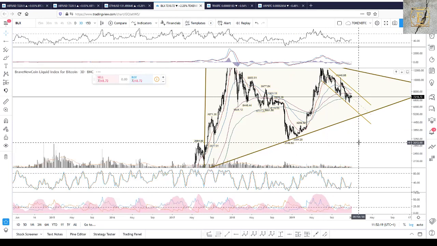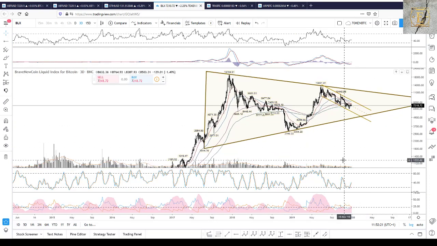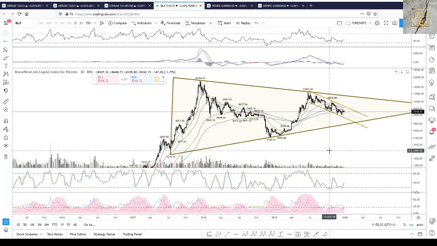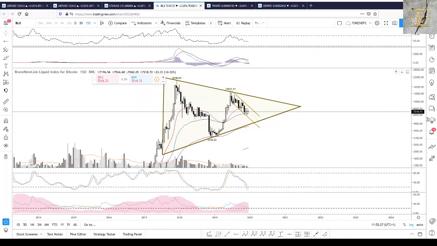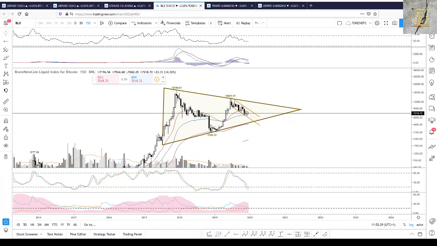Let's do it from my favorite triangle and channel on the 15-day index on Bitcoin.